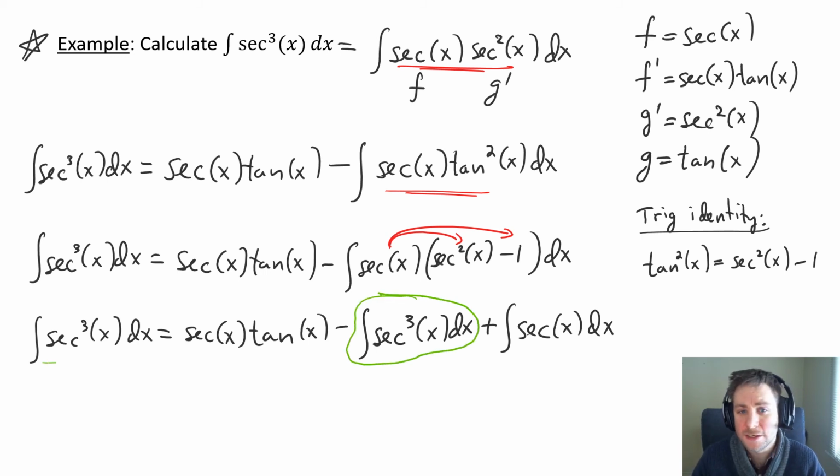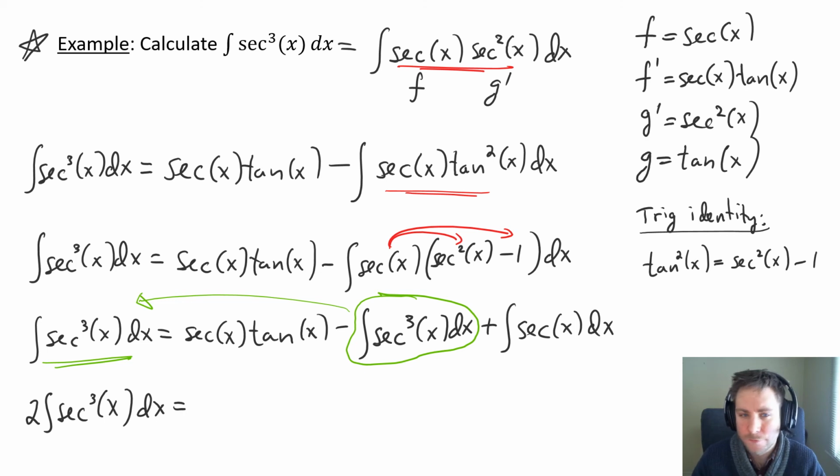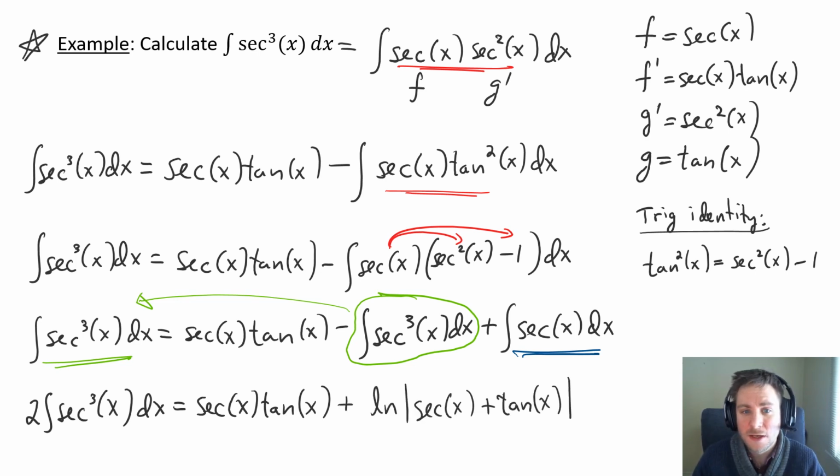Now that we've caused this integral to cycle, we can use the exact same trick that we did before. Just add this integral to both sides so they can be collected together on the left. That gives us two copies of this integral on the left side. On the right side, we still have sec x tan x, and we also still have this integral of sec x. But that is an integral we know how to evaluate. It should be on your formula sheet, so just check that to get ln absolute value of sec x plus tan x.